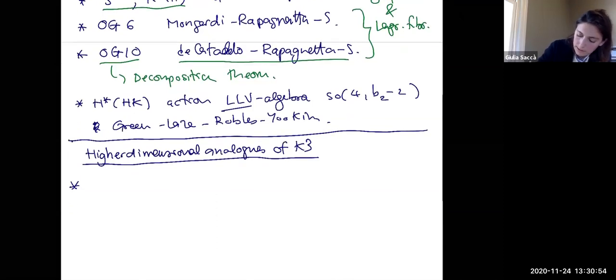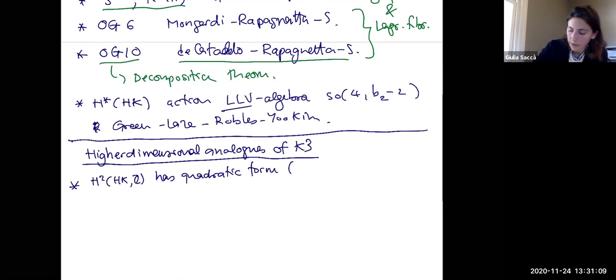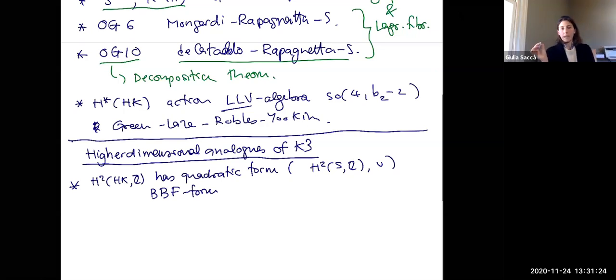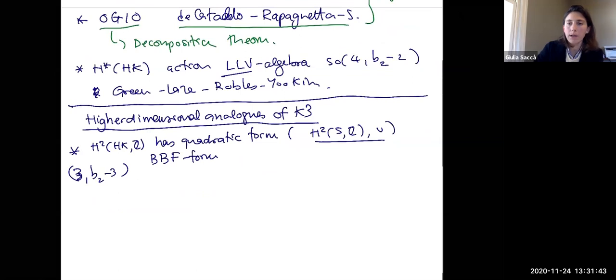The first thing is that the H2 with Z coefficients of a hyperkähler manifold has a quadratic form, generalizing the intersection pairing on the K3, the cup product. It's called the Beauville-Bogomolov-Fujiki form. It's defined over the integers and has signature (3, b2 minus 3). I'm not going to use this much today, but next time I'll say a little more about this.